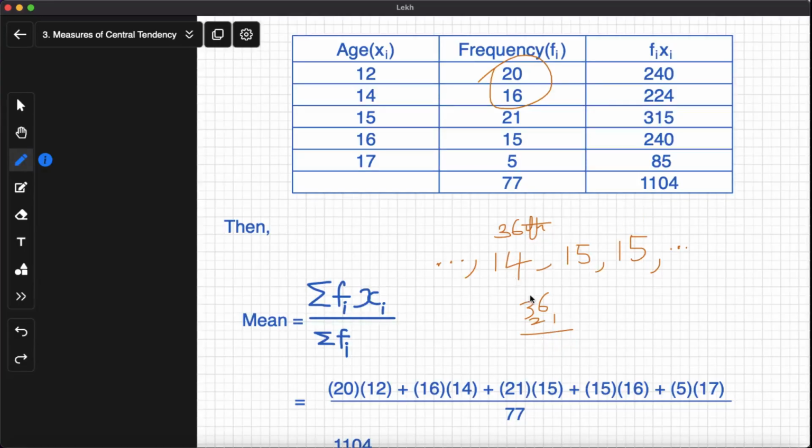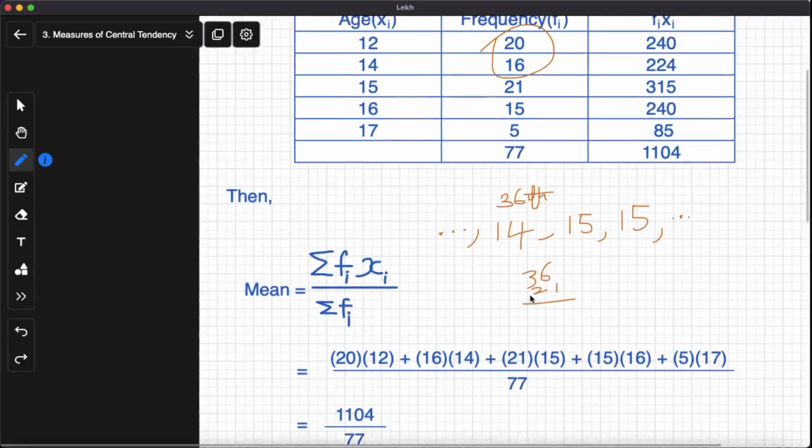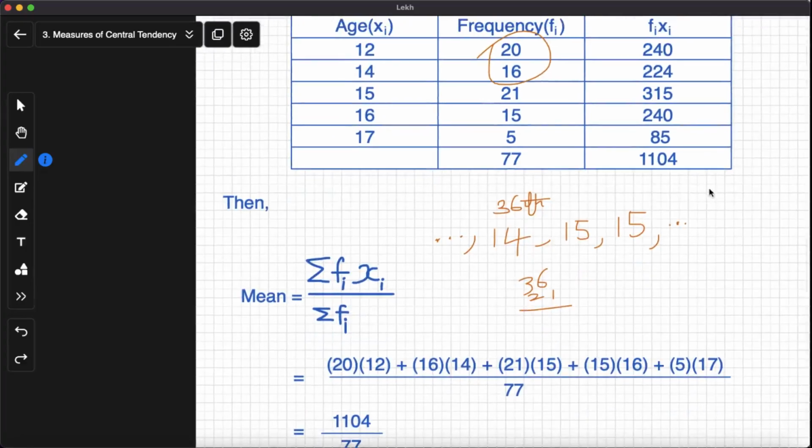But in a situation where n is even, let's assume it was 76, for instance. 76 divided by 2 would have given us 38. Then you do 76 divided by 2 plus 1, and that would have given us 38 plus 1, that would be 39. So you now start checking. If you continue, you'll find out that the 38th element will be obtained in this position, 15, and the 39th element will be obtained in this position, also 15. So that means 15 plus 15 divided by 2 gives you 15. So your median would have been 15.